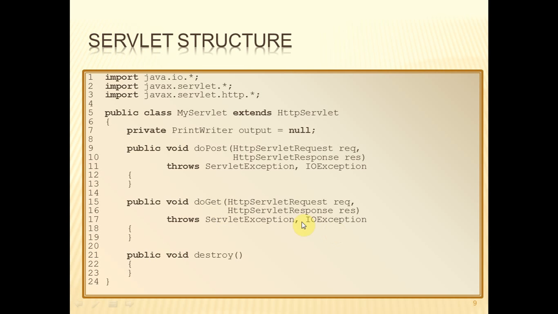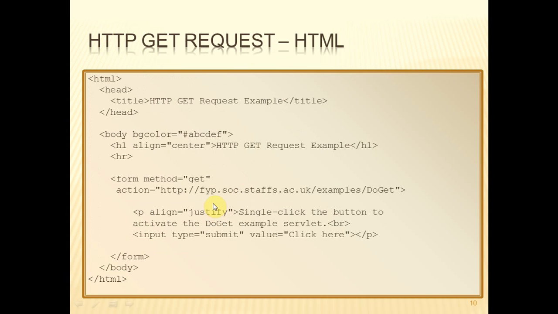There are other what we call lifecycle methods, such as destroy. We might talk about those in another lecture at some point. So really the only things we're interested in are doPost and doGet at this point. So what we're going to do is look at an example of a GET request.